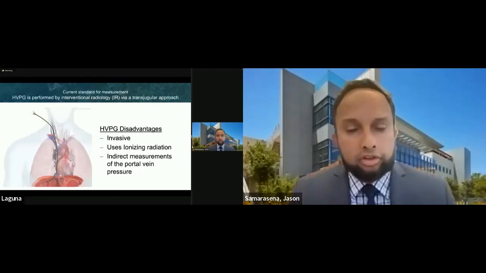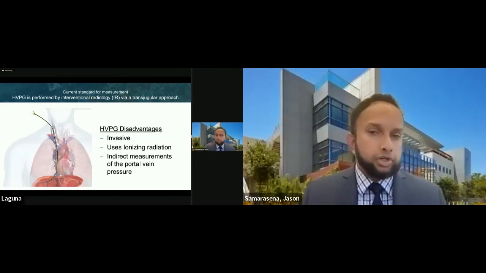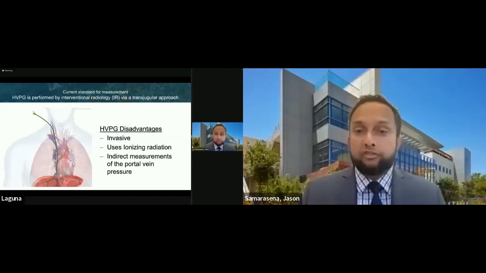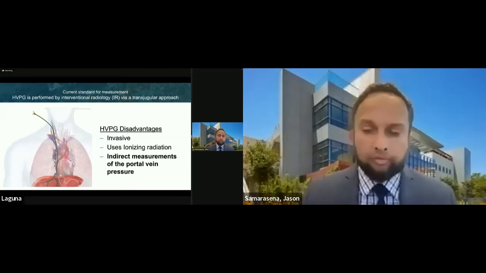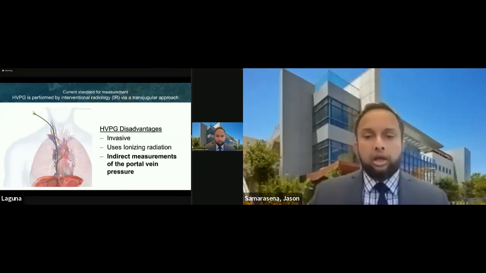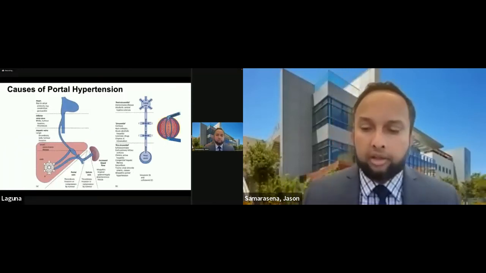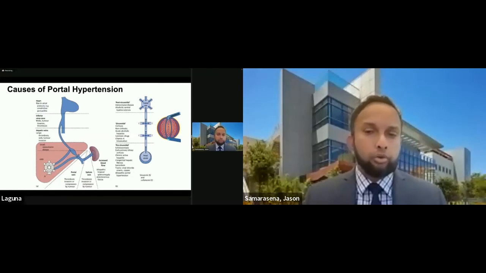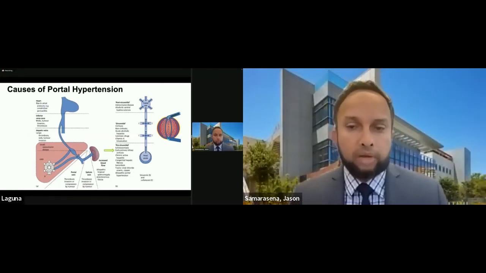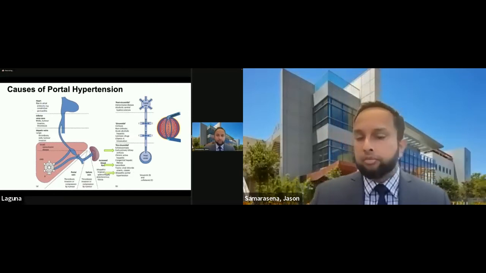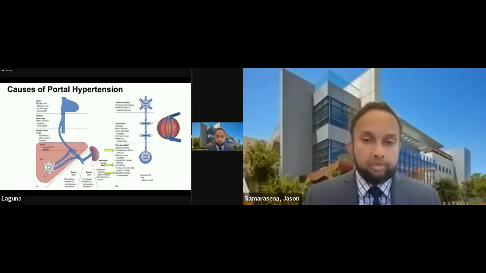Now, just sort of getting back to the current standard for portosystemic pressure gradient measurements, which is the HVPG, and this issue of indirect measurements of the portal venous pressure. There's a lot of agreement amongst hepatologists that the HVPG really doesn't do a very good job with pre-sinusoidal portal hypertension. And these could be causes like early primary biliary cirrhosis, sarcoidosis, schistosomiasis.